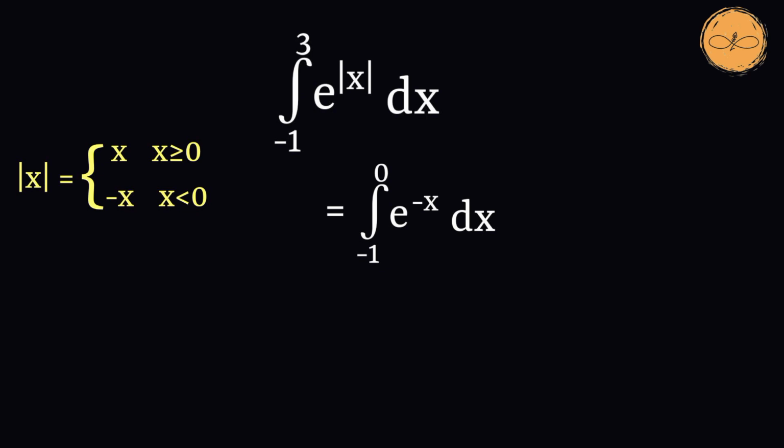And once you get to 0 you start obeying this rule, and that rule is you take another integral, which is going to be from 0 to 3 of e to the power x dx. You see the two different ones just because of that definition, so whenever you see the absolute value sign in any integral, make sure you break it down to the function, whatever that function is.